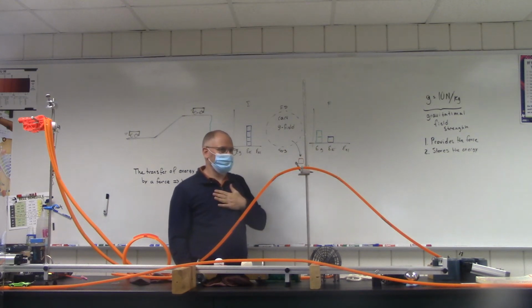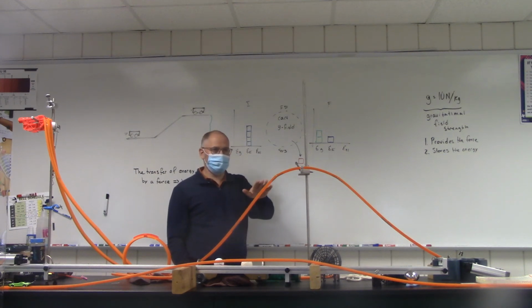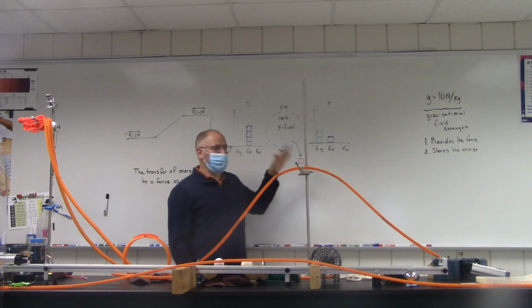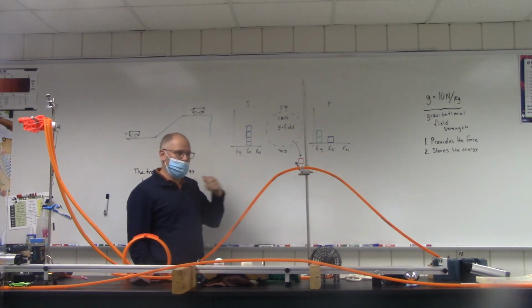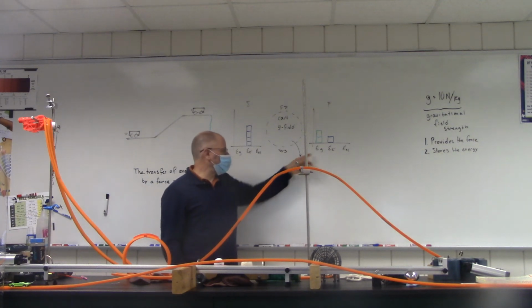Would it have also been right if I did 2 bars of kinetic and 1 of gravitational and 1 of thermal? Also perfect. Because the representation is the same. You have less kinetic than you started with. Where did it go? It went into gravitational and thermal.